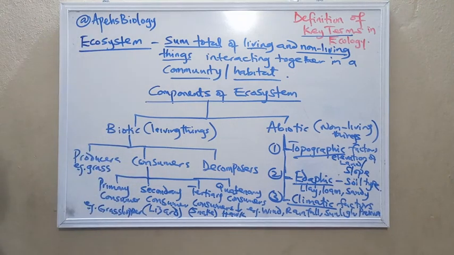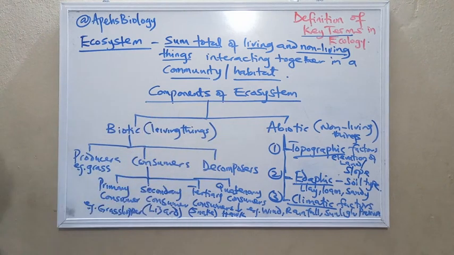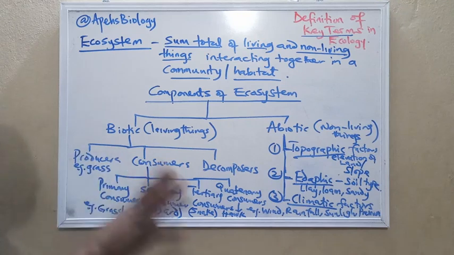So this is a breakdown of the components of ecosystem: biotic, abiotic, primary consumers, producers, consumers, and decomposers. Very simple classification.